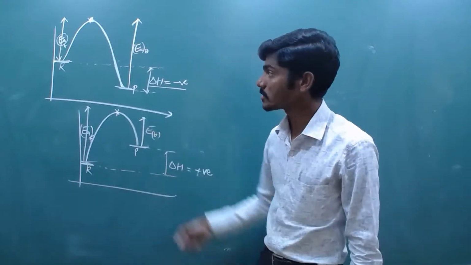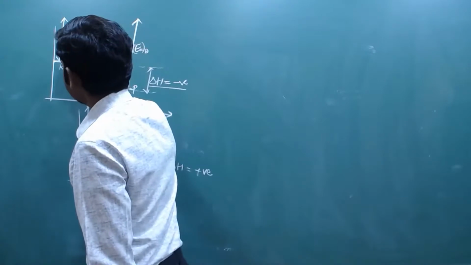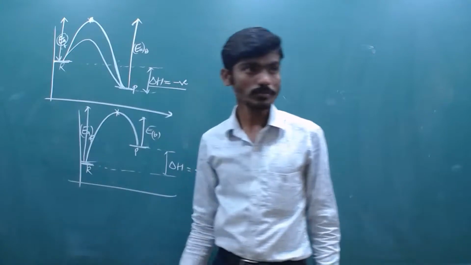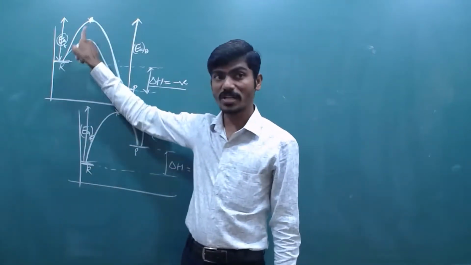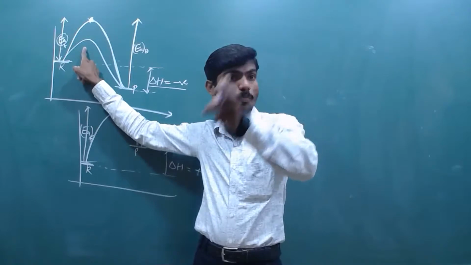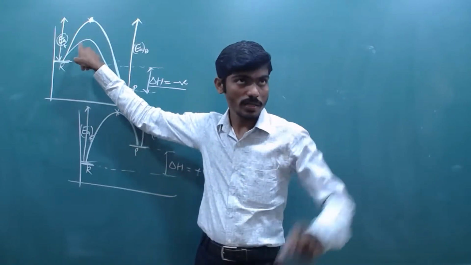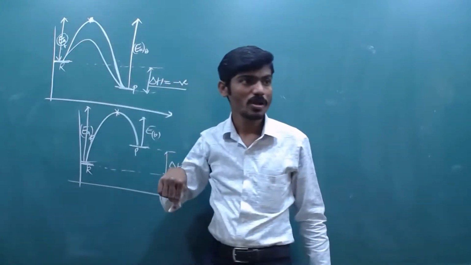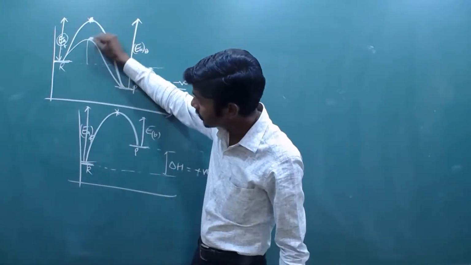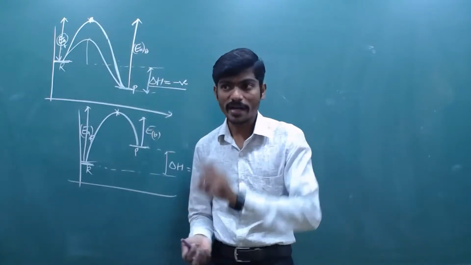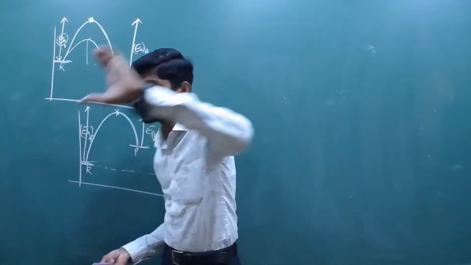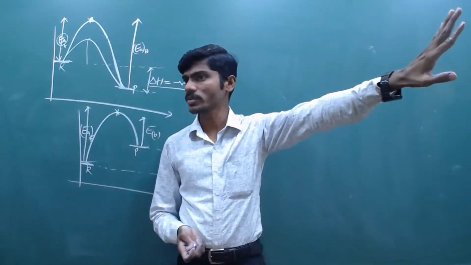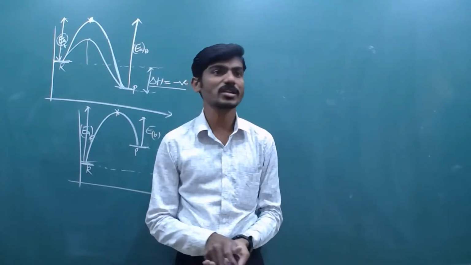So in the presence of a catalyst, it finds an alternative path for the reaction. This is the actual path. In the presence of catalyst, it finds an alternative path by decreasing its activation energy. Look at this: in the first case, activation energy is more, but in the second case, activation energy is less. So a catalyst increases the rate of reaction by decreasing its activation energy. That is the effect of catalyst. In simple words, you can mention that point.